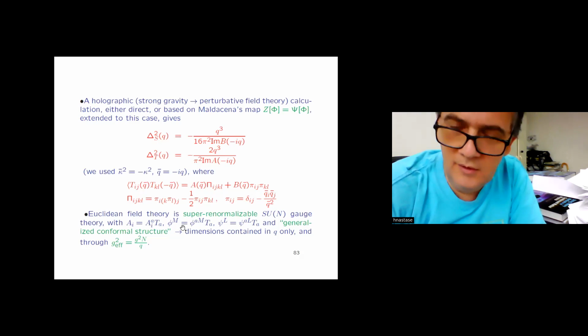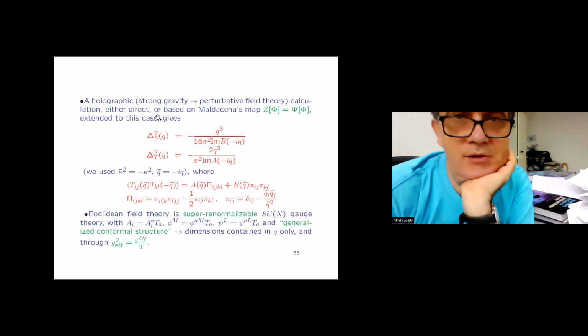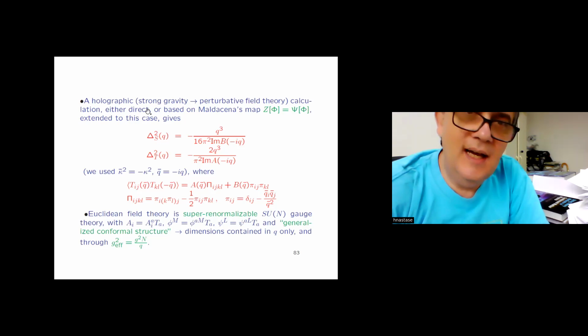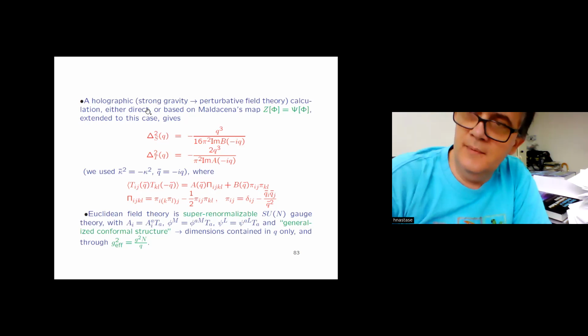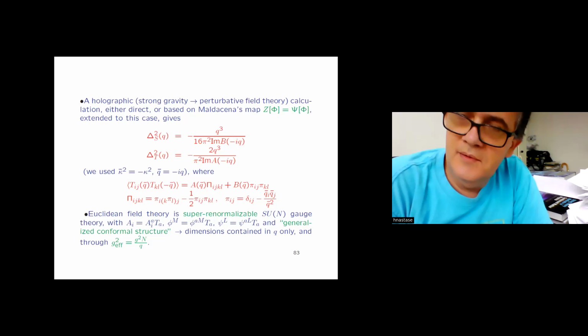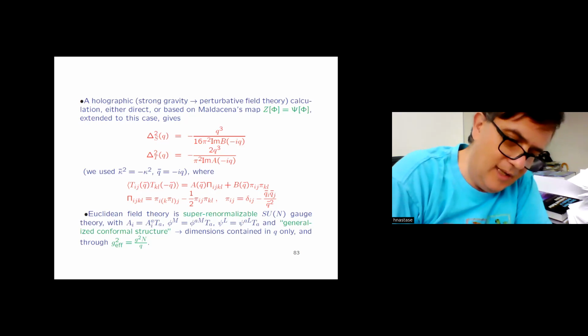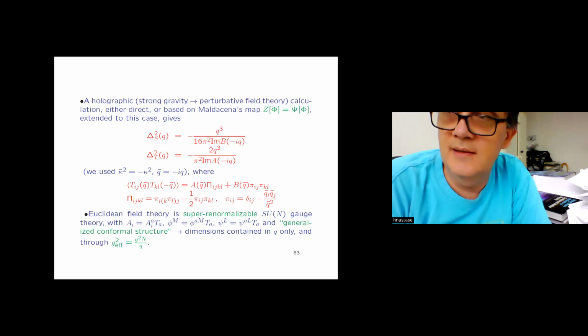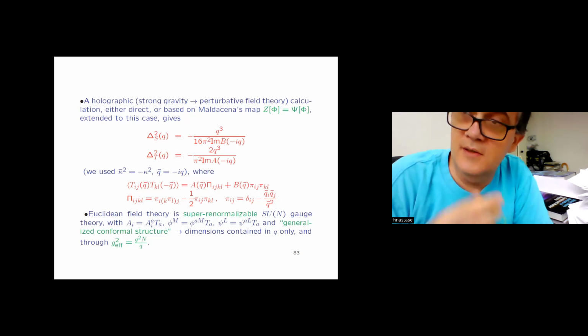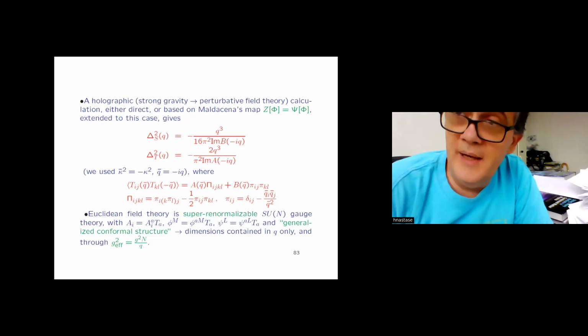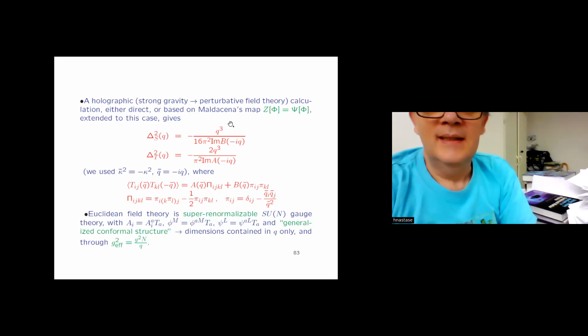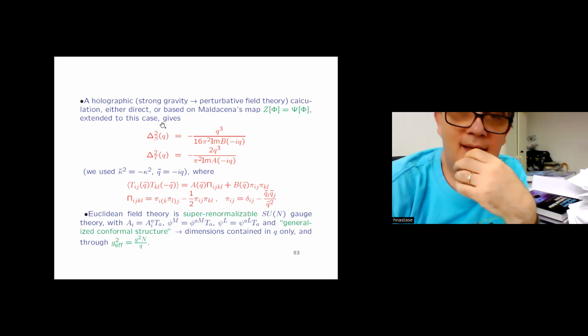Then a certain holographic calculation, that is to say, strong gravity or perturbative, corresponding to perturbative field theory calculation, which is either a direct one based on a Hamiltonian formulation found by Ioannis Papadimitriou and Kostas Skenderis, or based directly on this extension of the Maldacena map, the partition function versus wave function of the universe, extended to this case, gives the following formula.